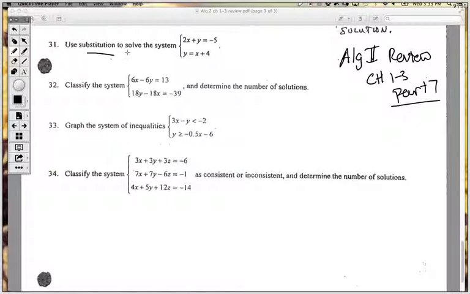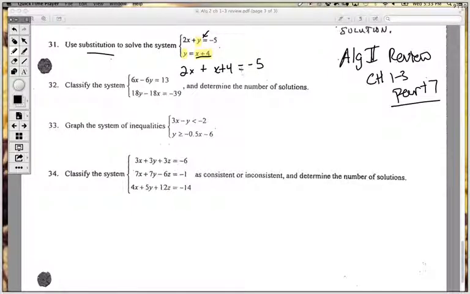Okay, substitution. This is way easier than you think, as long as you know what you're looking for. I see right here that y is by itself, and it's x plus 4. I also see that up top I have a y. So y has a twin, and the twin is x plus 4. I'm going to rewrite this y with its twin. We're going to substitute it out. 2x plus, well, its twin is x plus 4 equals negative 5.